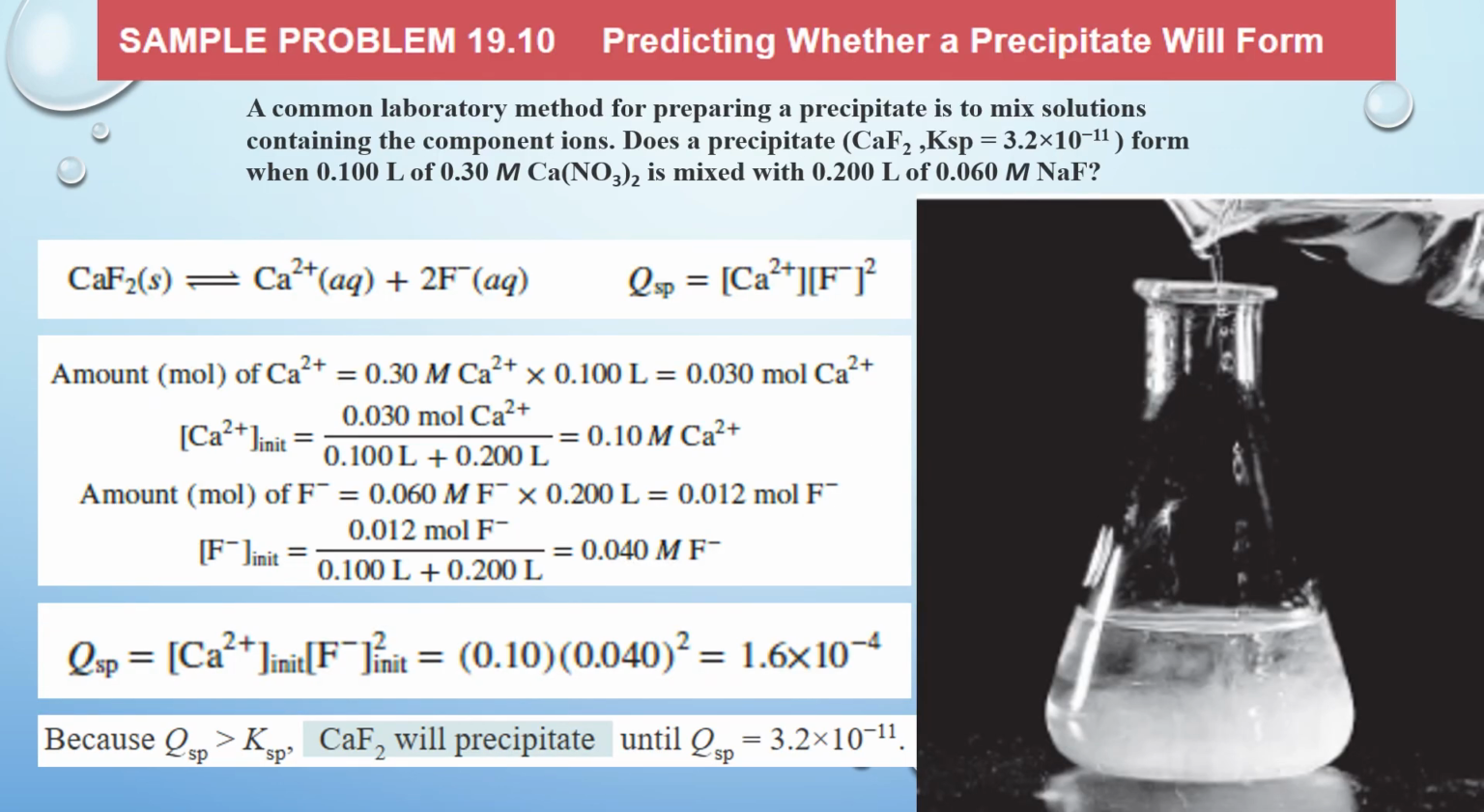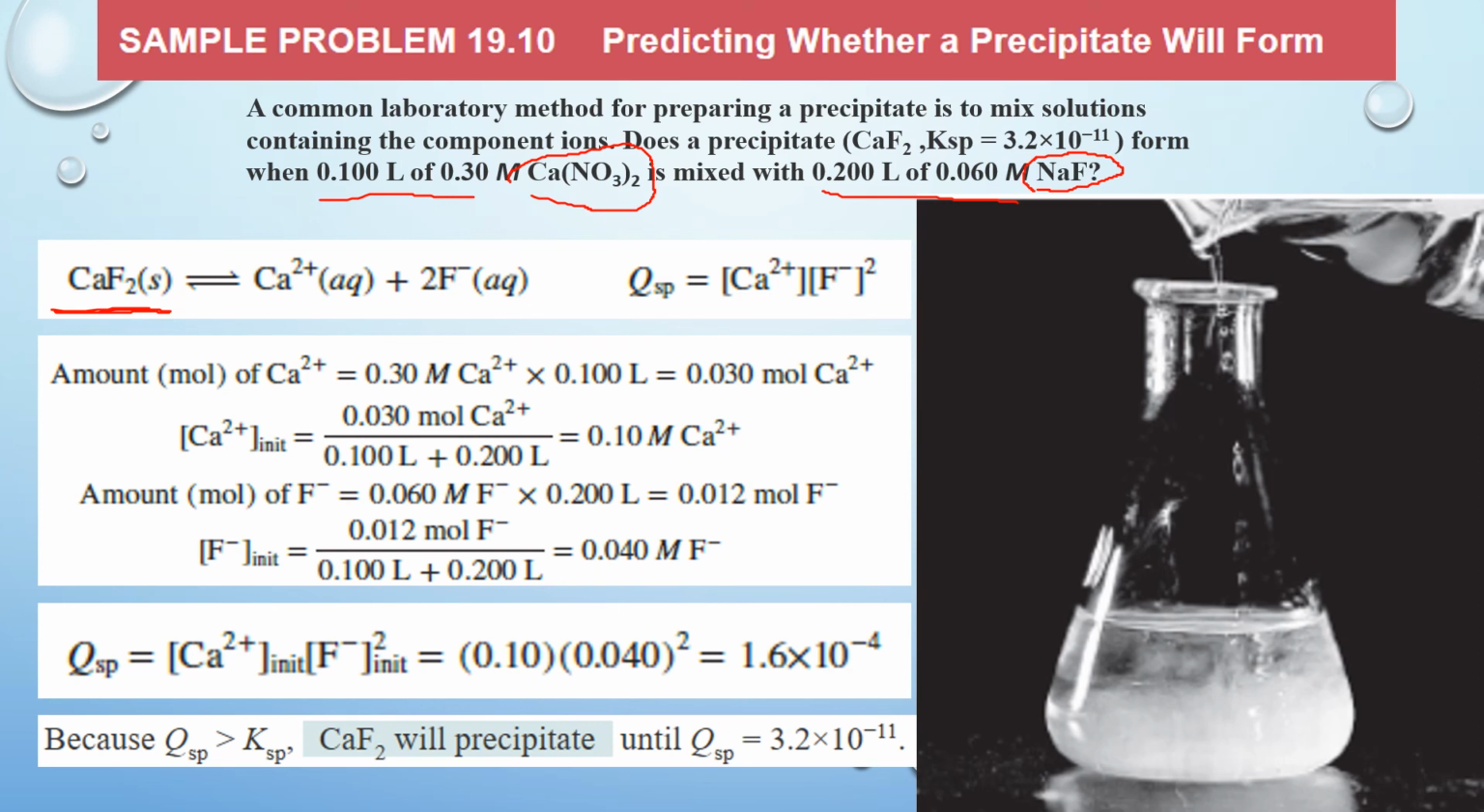In this example problem, we're trying to determine whether this calcium fluoride will be formed or not. We are adding the calcium through calcium nitrate, which is a totally soluble ionic compound, and the fluoride comes from sodium fluoride, which is also totally soluble. This is the amount and the concentration of each reactant. Basically, we mix these two solutions and try to determine whether calcium fluoride can be formed.